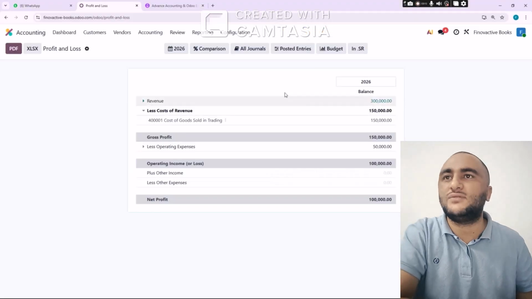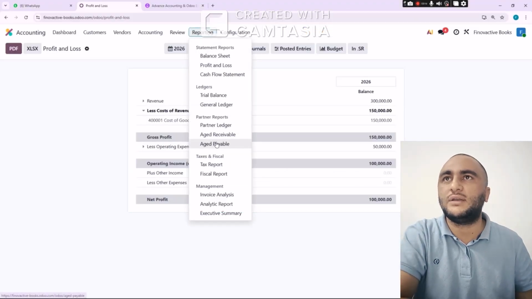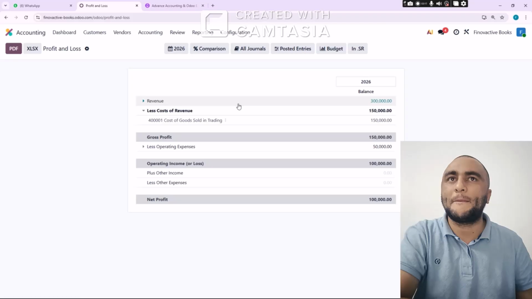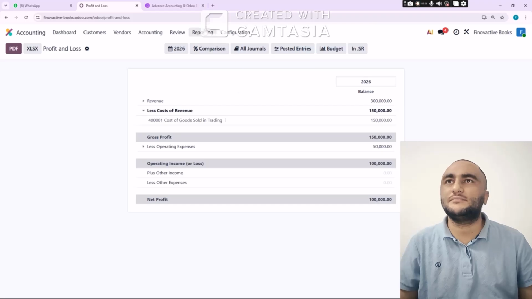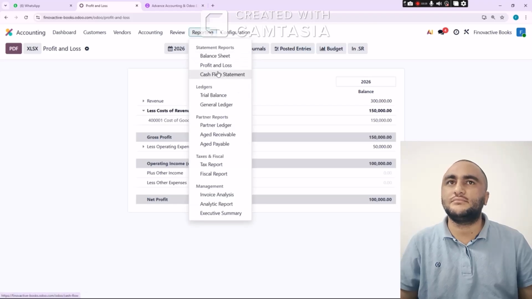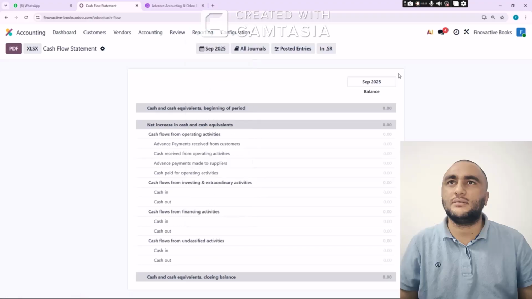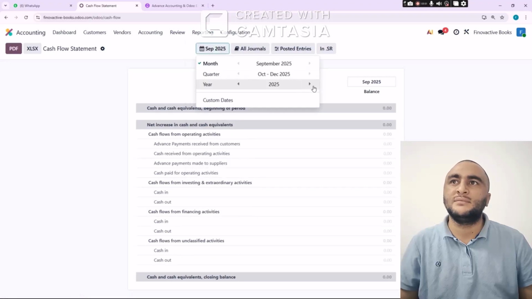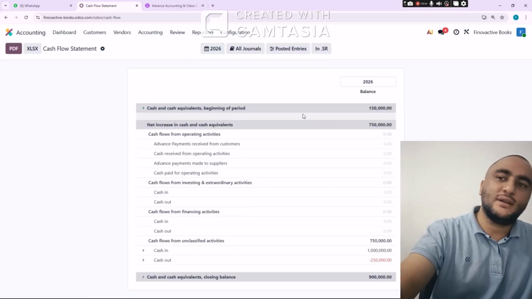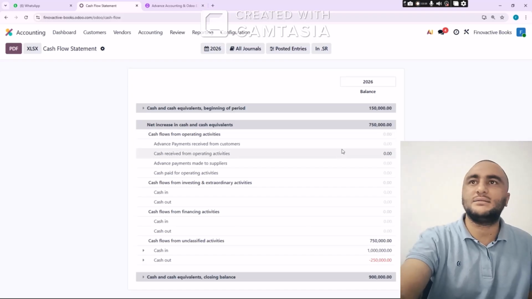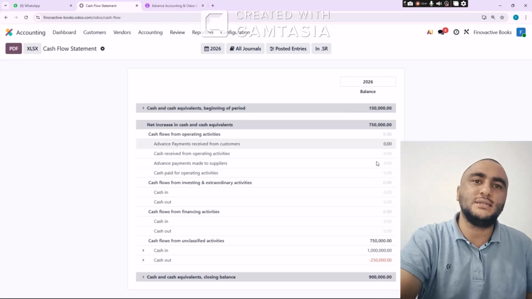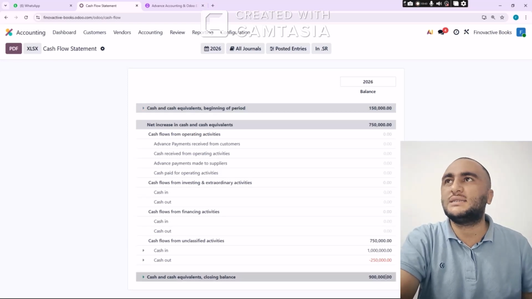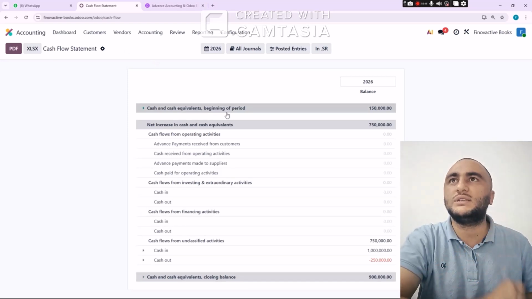So if we see cash flow, here you can see cash flow statement. It's opening, I have to wait a little. Okay, it's 2026. It's showing differently but same because of period changes, for the whole year, but the closing cash is 900,000. So our statements from Excel to Odoo are reconciled here.